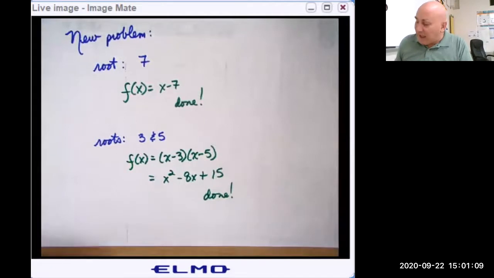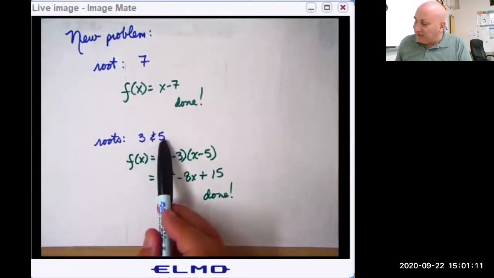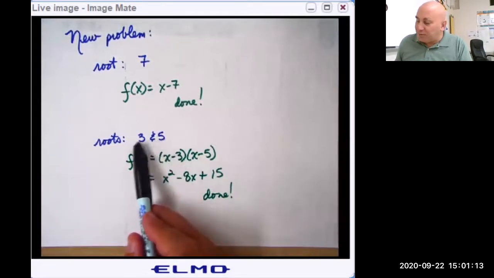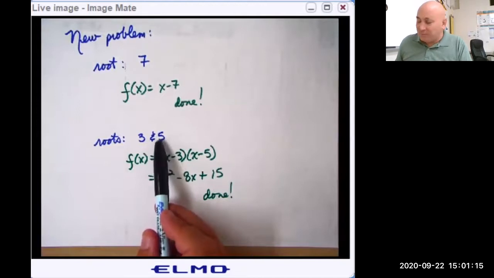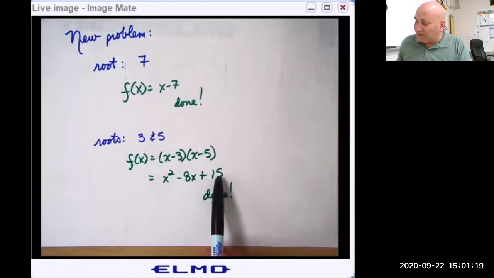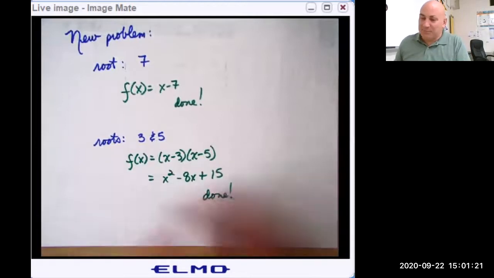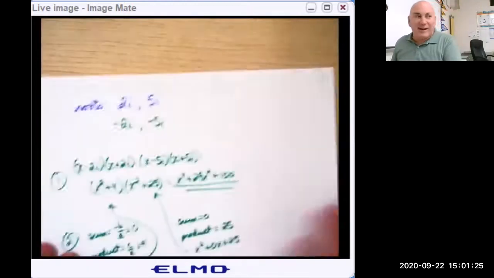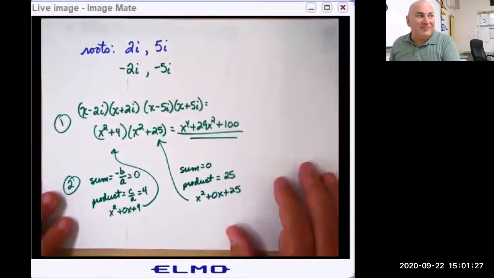Or you could say, add them together and you get 8. Multiply them, you get 15. Now there's your -8 because it's negative b over a, and there's your c over a. Now here's where I get to be a little bit tricky.